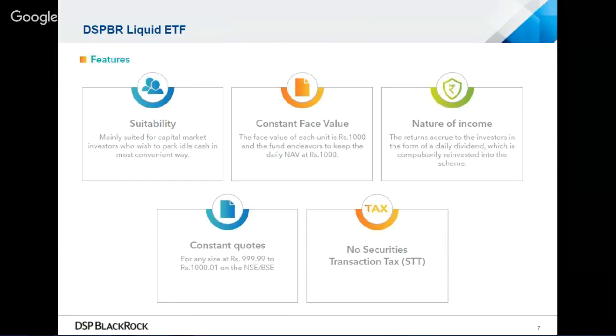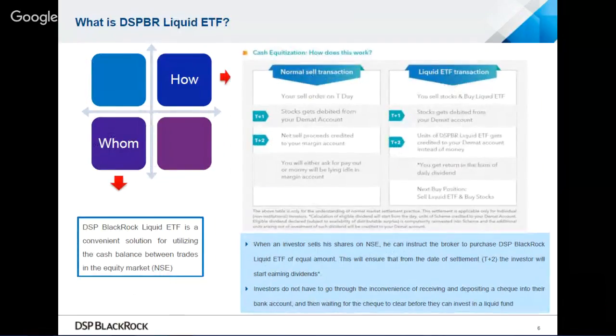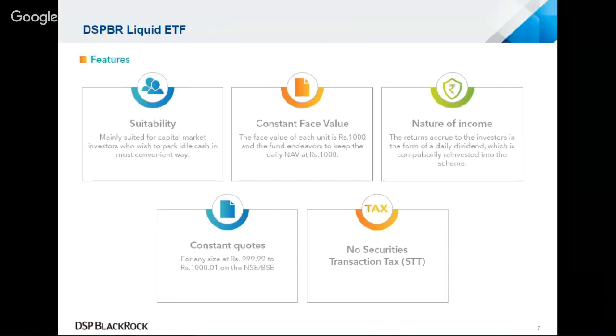Now, since this is used predominantly for trading purposes, one other added feature of liquid ETF is that you can use it as collateral on both the exchanges, NSE and BSE, with a 10% haircut. Now, what is this product all about? Like I mentioned, this is the most ideal way to utilize your cash between trades. So it's typically suited for people who trade often on the exchanges. And the most convenient aspect of using this product for trading is that it has a constant NAV. The NAV of this product is fixed at 1,000 rupees.